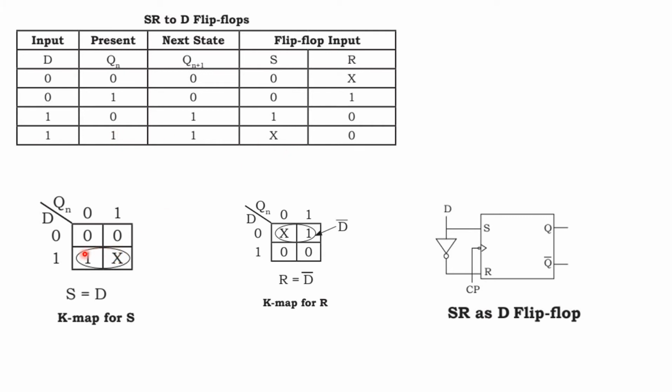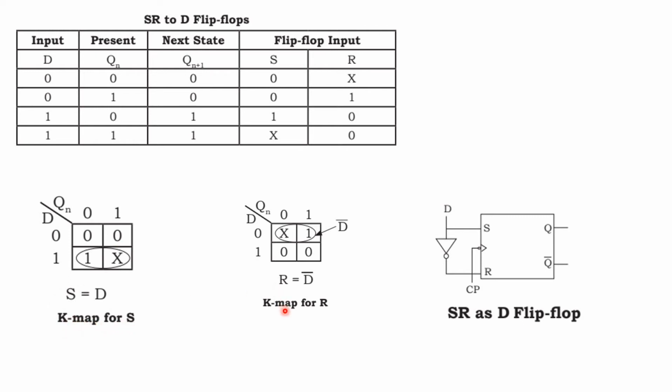And see here, one value is there and next X. So I have to combine both, then only we get the simplified expression. So S is equal to D. Here D, there is no common term. So S is equal to D. This is the K-map for S.